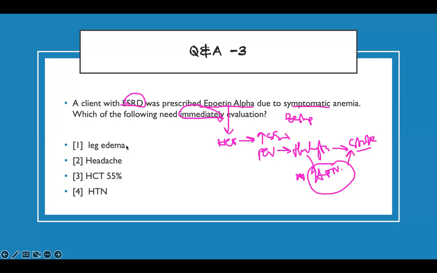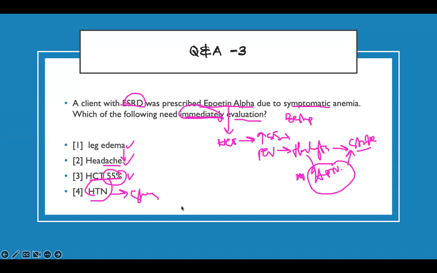So leg edema, yeah, is expected because of the increasing hematocrit, which will cause fluid overload and leg edema. So this is fine, but it's not an immediate action that I need to worry about. It's not a be-sharp moment. Headache, yeah, it's related to fluid overload, therefore I don't need to worry. Hematocrit is expected because of the increase, going up to over 55 and above. But hypertension can lead to stroke. I've got to worry about it.